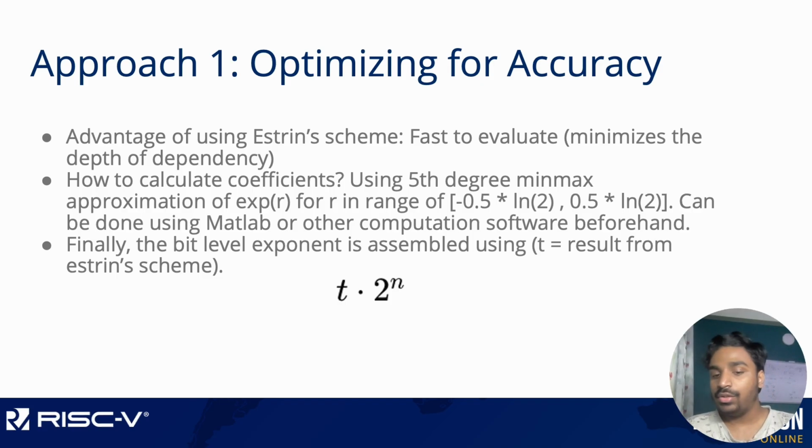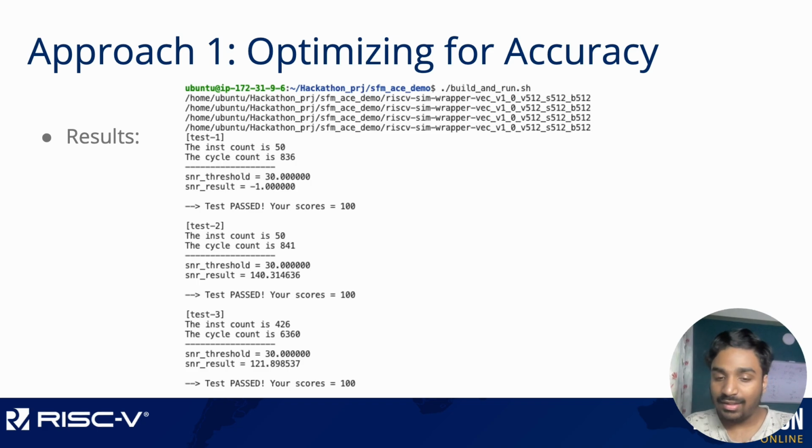So finally we use the Esprin solution and multiply it with 2 raised to n to get our final output. How do we calculate the coefficients we described before for the Esprin scheme? We can use some software like MATLAB or Wolfram over here and use the 5th degree min-max approximation of the exponential function to get those coefficients. Finally, plugging them in together, we get the hardware implementation. You can see the results over here.